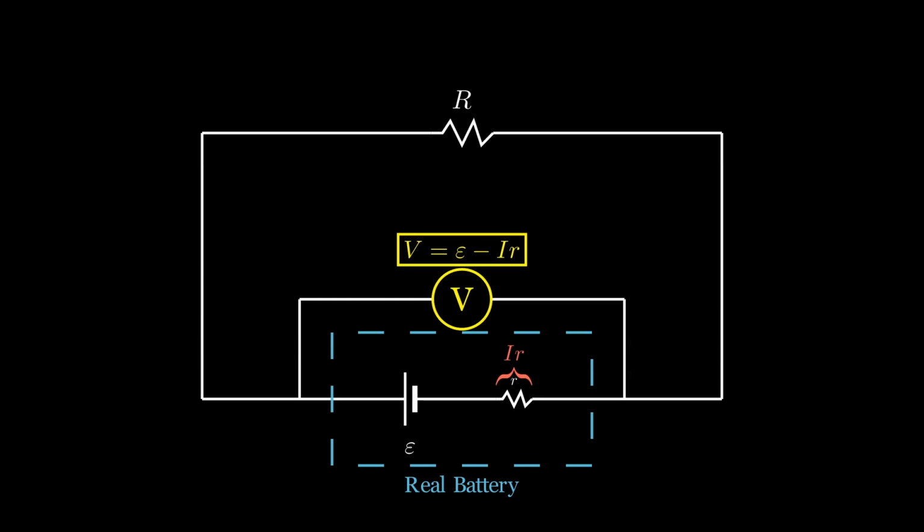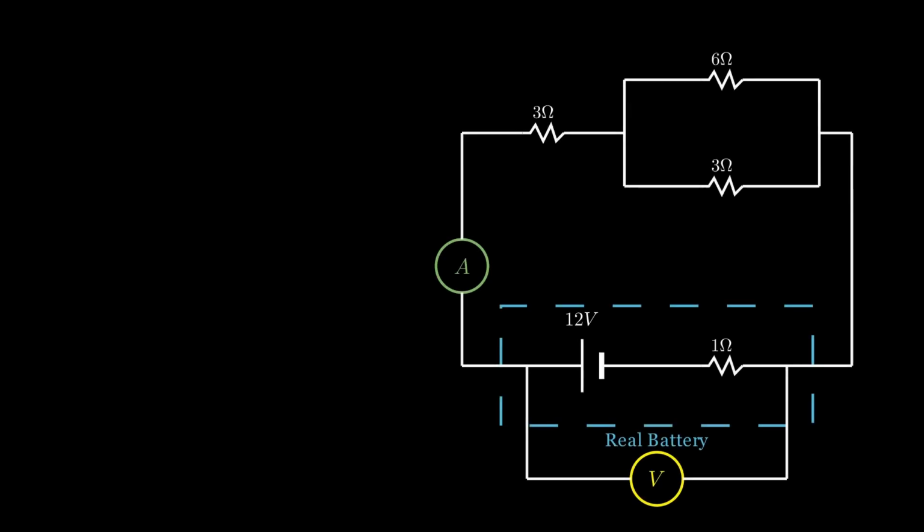To conclude our video, let's look at a final problem that combines every concept we've covered so far. Consider the circuit shown, where the real battery has an internal resistance of 1 ohm and EMF 12 volts. Note that the ammeter and voltmeter are both ideal. We want to find three things: the reading on the ammeter, the reading on the voltmeter, and the power dissipated by the internal resistance. Give this a try before looking at the solution.